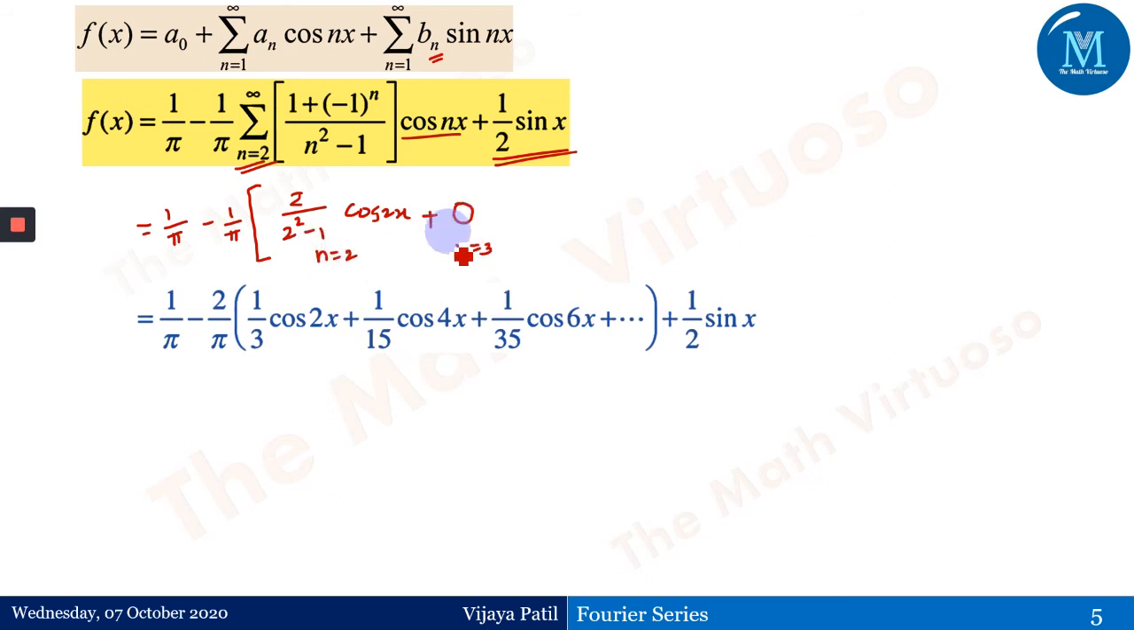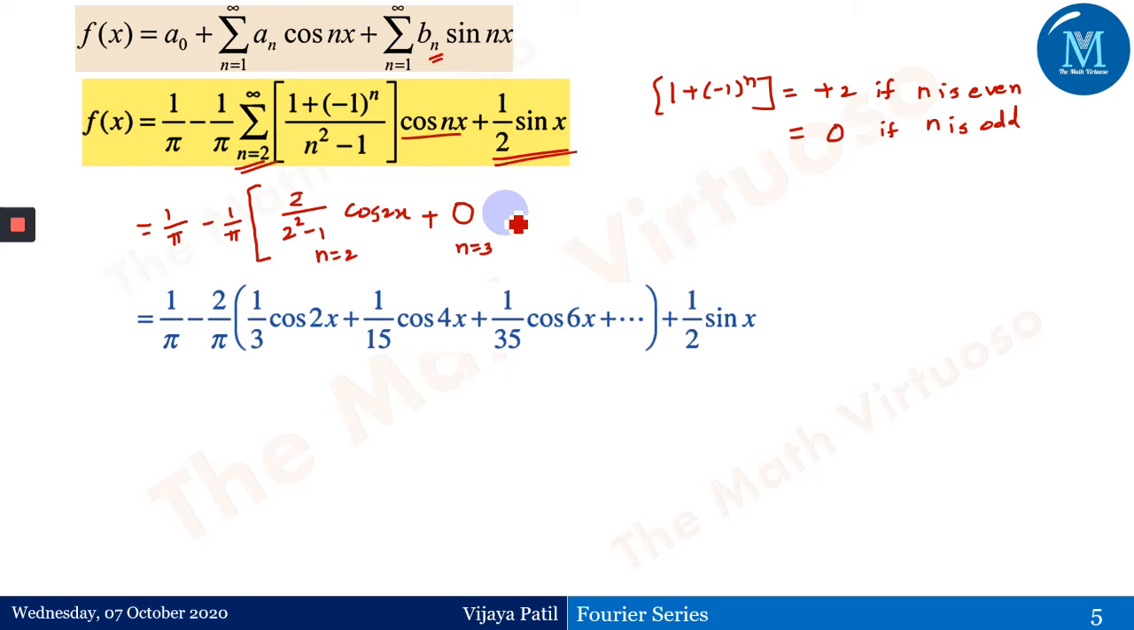So n equals 3, I'm going to get 0. What is the reason? The reason is 1 plus (-1)^n. This value becomes 2 if n is even, and it becomes 0 if n is odd. So this is nothing but the flipping between 0 and 2, 0 and 2, and so on.